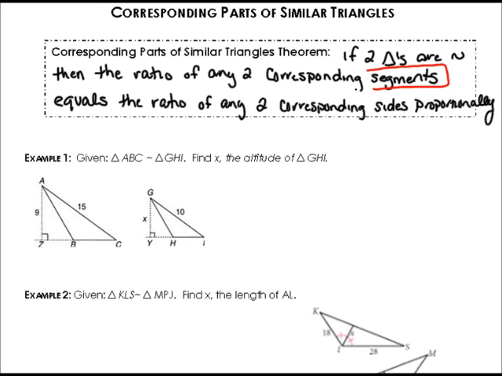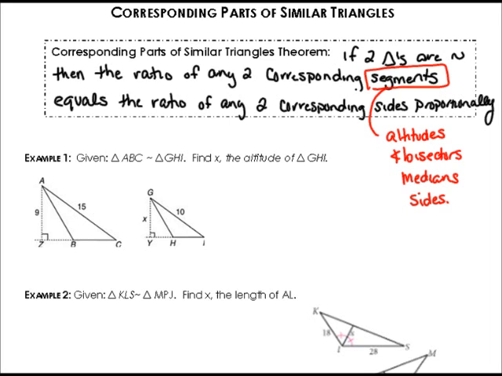Now what I mean by segments could be altitudes, it could be angle bisectors, it could be medians, and it could be sides. If you have the ratio of any two of these segments, it should equal the ratio of any two other corresponding sides proportionally, which means I can set up a proportion with the altitudes to the sides or the angle bisectors to the sides. Let's look at some examples below.